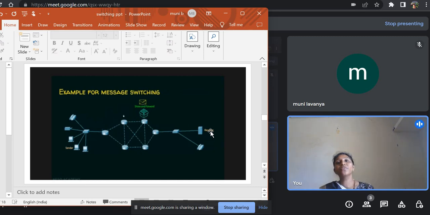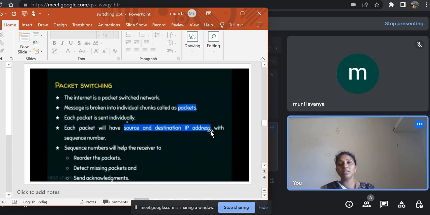Now we are going for the last one, that is packet switching. What is packet switching? In this switching technique, how is the data transmitted between the sender and receiver? The internet is a packet switched network. We are following this packet switched network. How does it transmit the data in the internet?